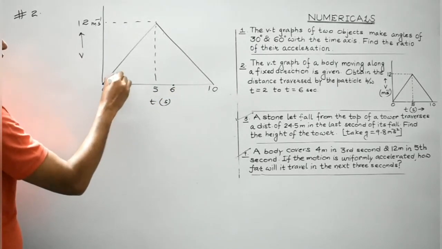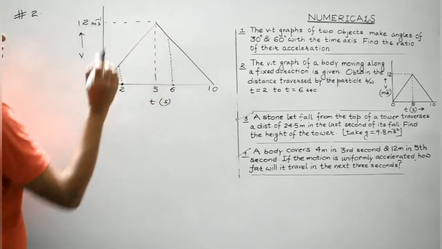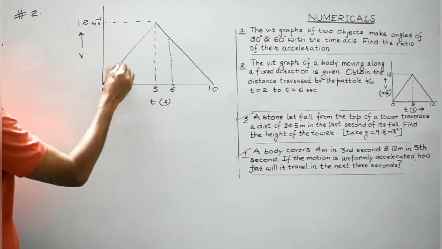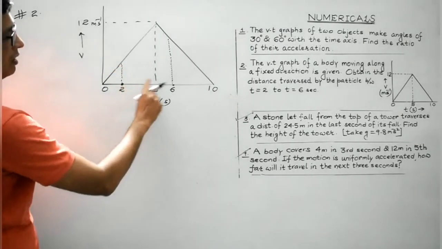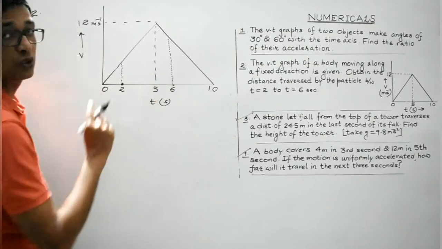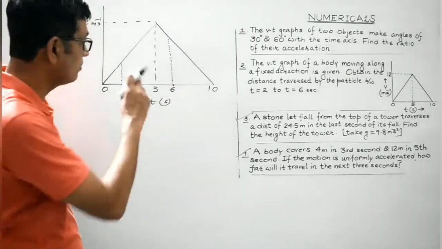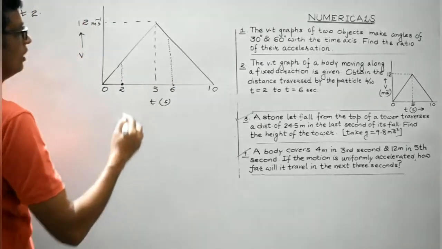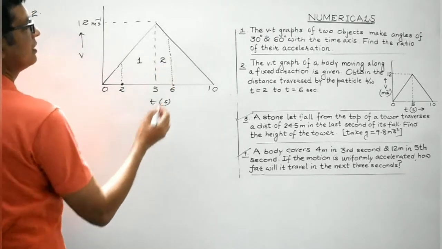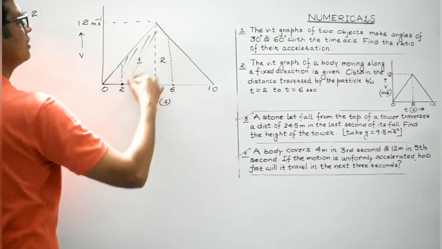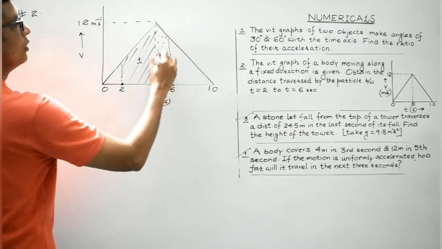So drop a perpendicular like this. So what we are supposed to do is area under the curve from t equals 2 to t equals to 6 seconds. That will give us the answer. That will give us the distance covered by the body between these two given intervals of time. So let us divide it into 2 parts. This is the first figure. This is the second figure, right? This is a trapezium and this is another trapezium.